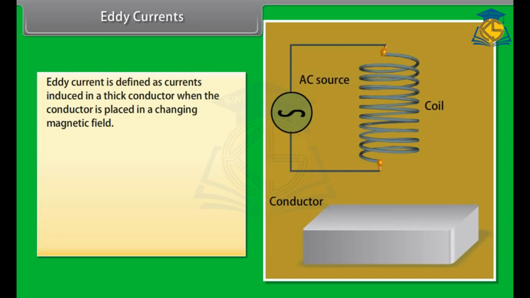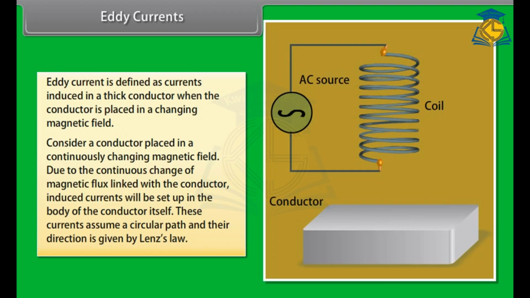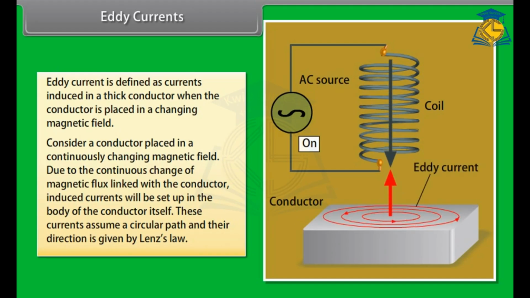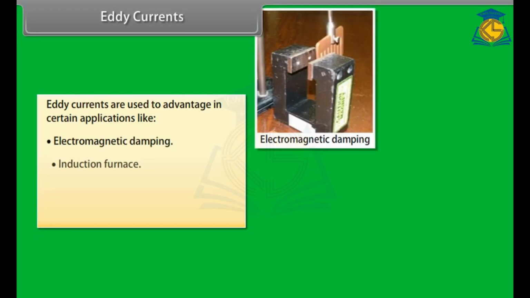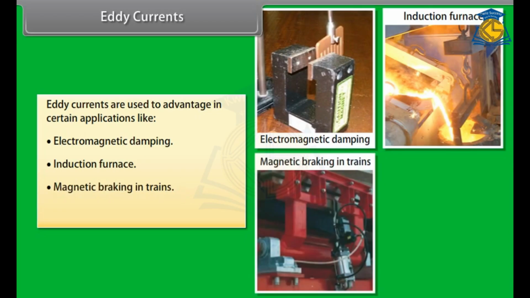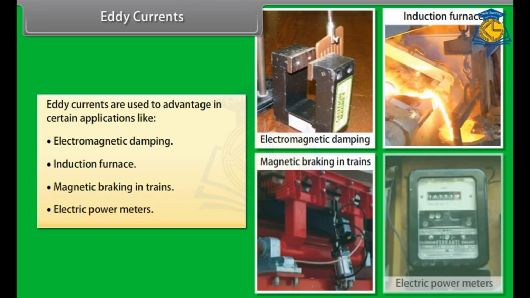Consider a conductor placed in a continuously changing magnetic field. Due to the continuous change of magnetic flux linked with the conductor, induced currents will be set up in the body of the conductor itself. These currents assume a circular path and their direction is given by Lenz's law. Eddy currents are used to advantage in certain applications like electromagnetic damping, induction furnace, magnetic braking in trains, electric power meters.